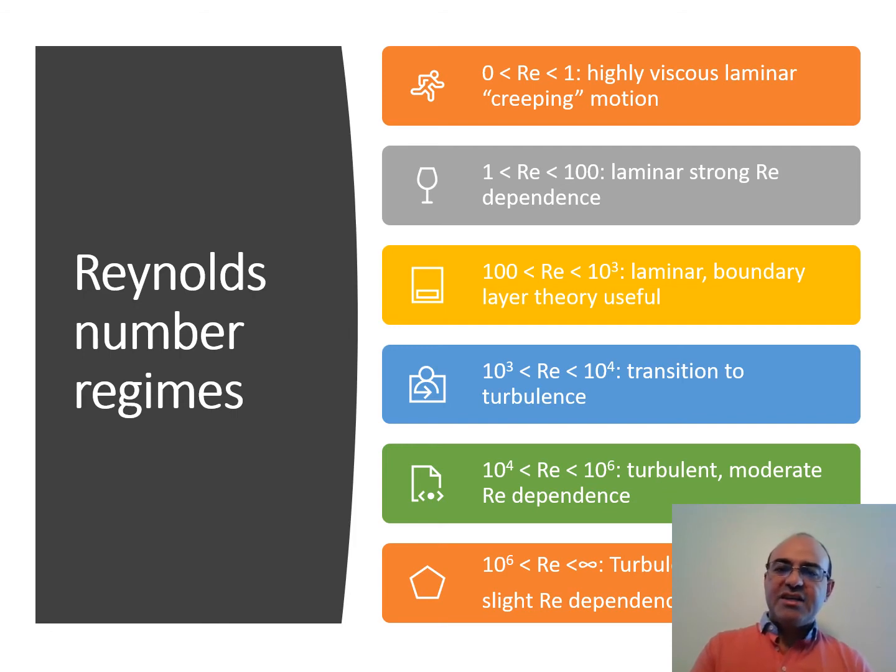As we increase the Reynolds number, between 1 and 100, like in a pipe, this is still laminar flow, but there is still a strong dependence on the Reynolds number. Between 100 and 1000 in a pipe, it's still laminar flow. Boundary layer theory is useful. We will talk about boundary layer theory a little bit in this chapter, but mostly in the next chapter on external flows.